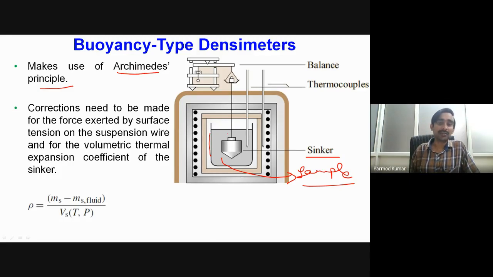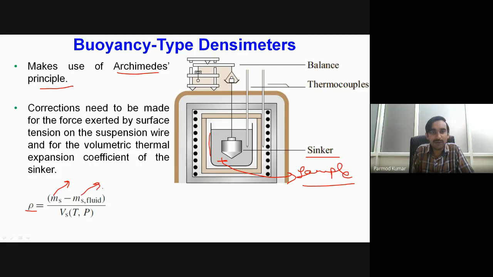Okay, so now in this particular type of device, it's very simple: whatever the buoyancy force is acting, that can be directly related to the density of the liquid. The equation over here is density equal to mass of solid, so this is the mass of the solid when we are not having any liquid over here, that is nothing but the original mass.